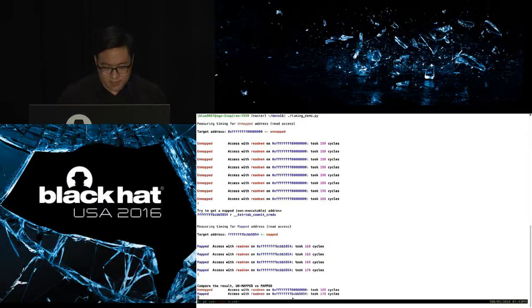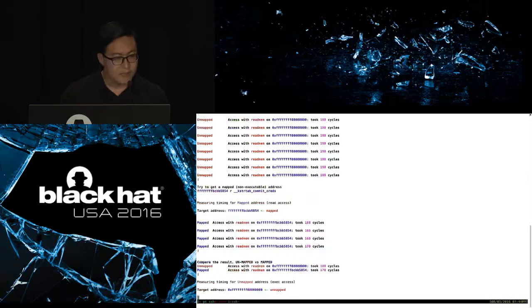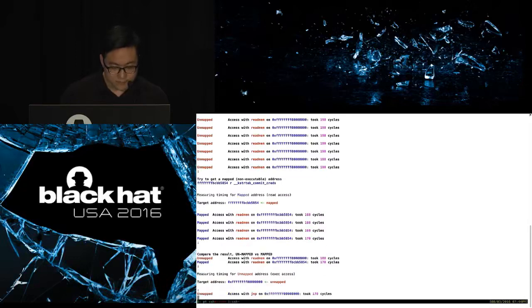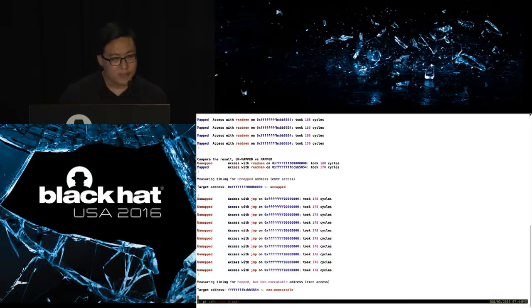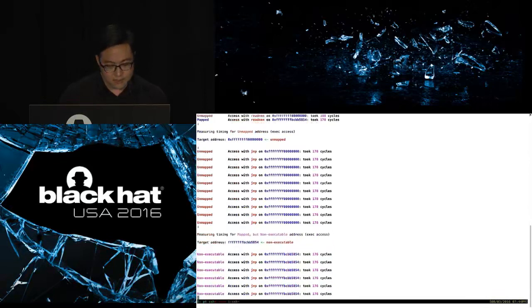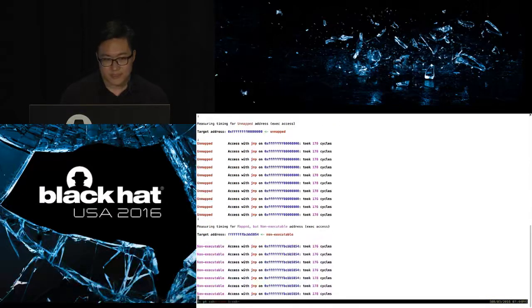So you can easily see that for a mapped address, it took like 166 to 170, while for the unmapped address, it always takes like 188 or 190. So we can see that exact timing difference. And then next is trying to launch execution access to the address. For the unmapped one, it took like 178 cycles or 176 cycles. And for the mapped but non-executable address, it took the same, like 176.